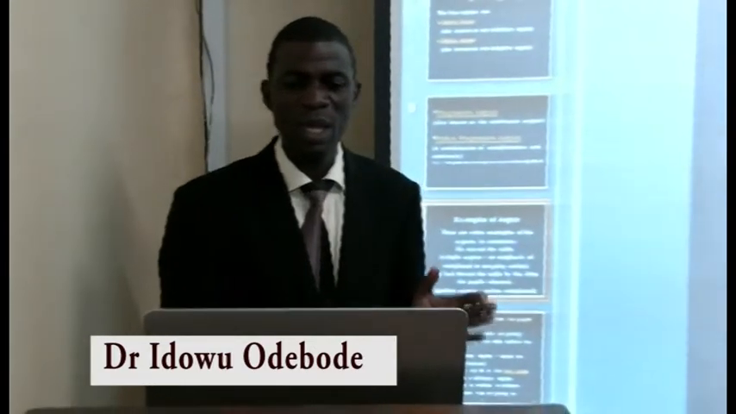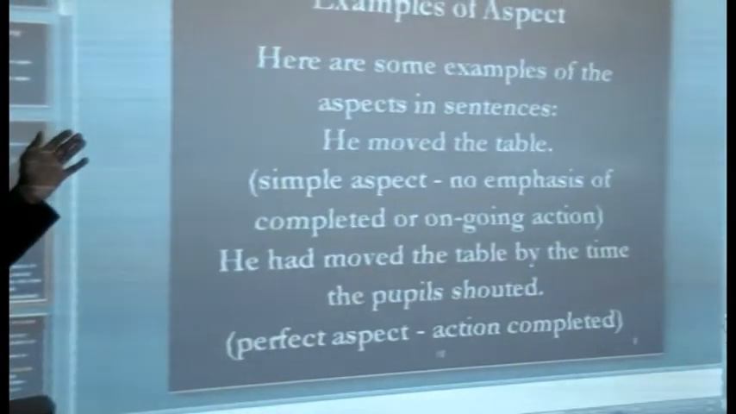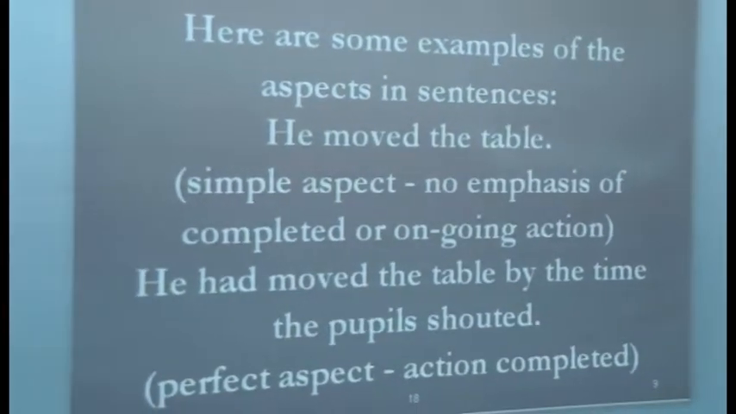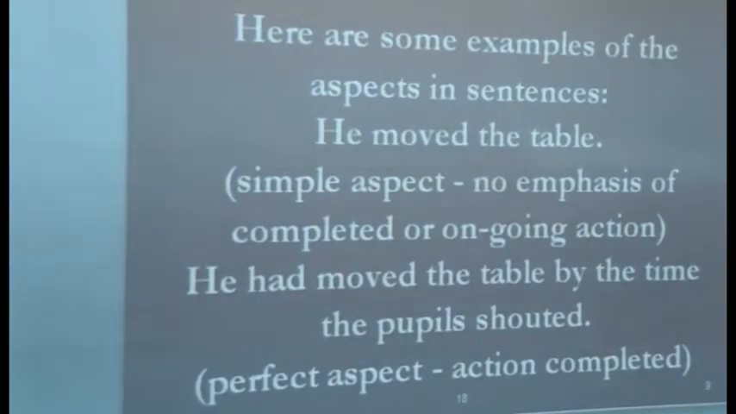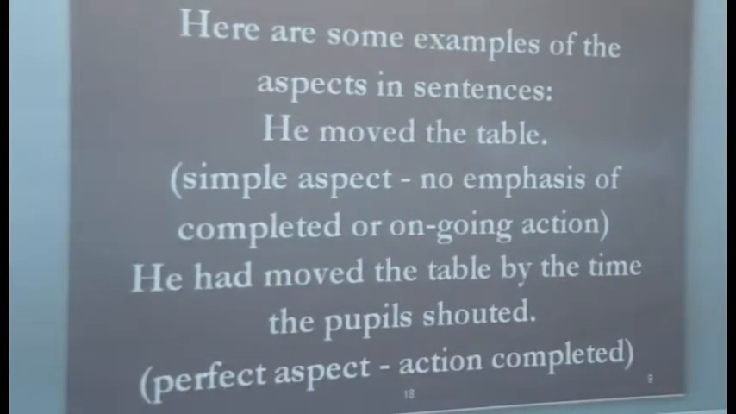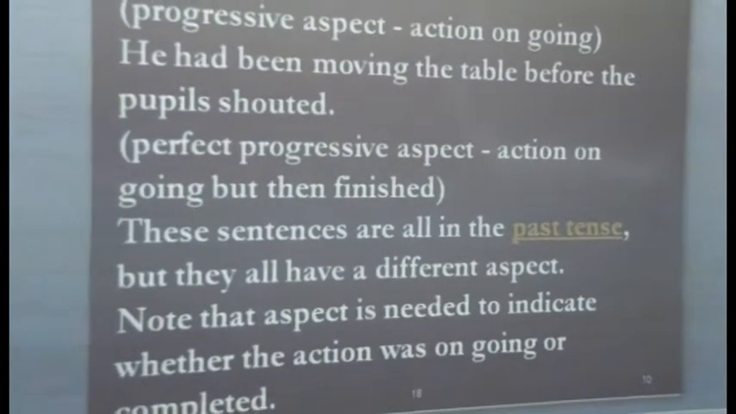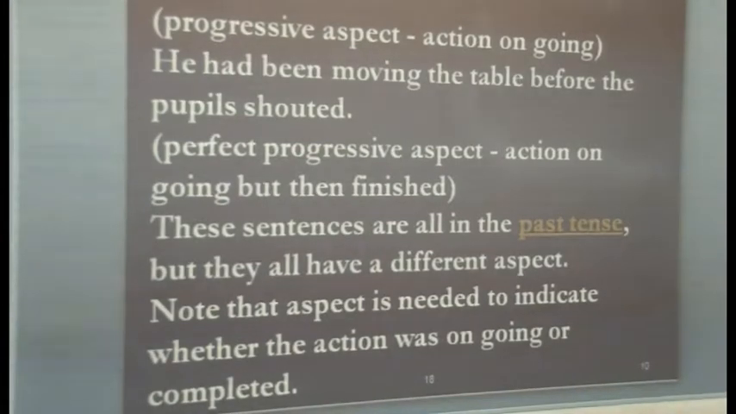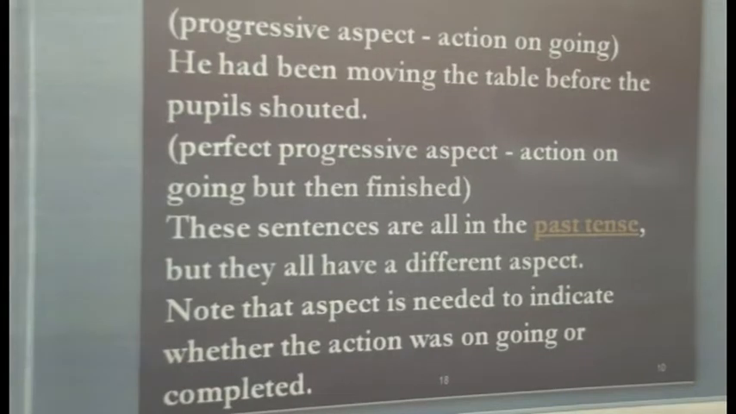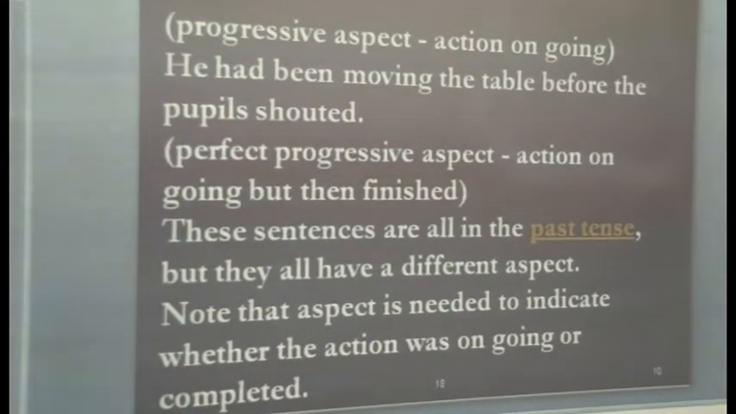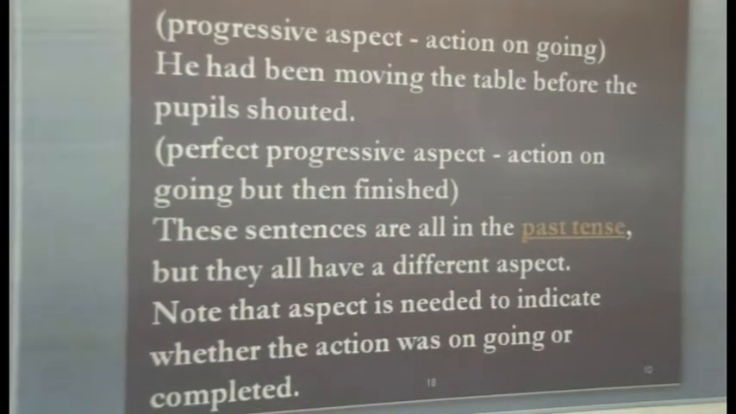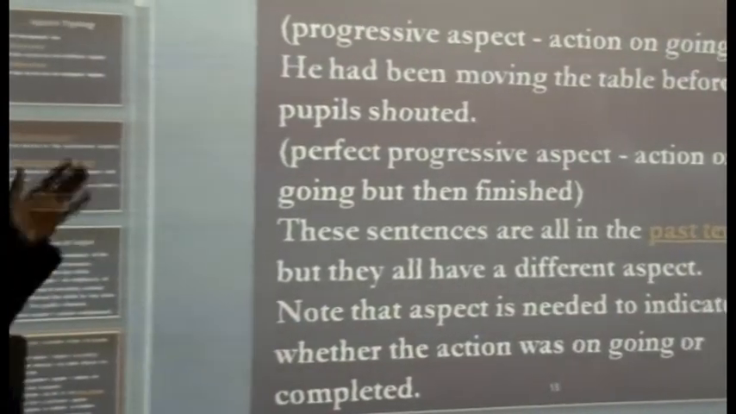Examples of aspect. Here are some examples of the aspects in sentences. He moved the table. Simple aspect, no emphasis of completed or ongoing action. He had moved the table by the time the pupils shouted. Perfect aspect, action completed. He was moving the table when the pupils shouted. Progressive aspect, action ongoing. He had been moving the table before the pupils shouted. Perfect progressive aspect, action ongoing, but then finished or completed. These sentences are all in the past tense, but they all have a different aspect. Note that aspect is needed to indicate whether the action was ongoing or completed.